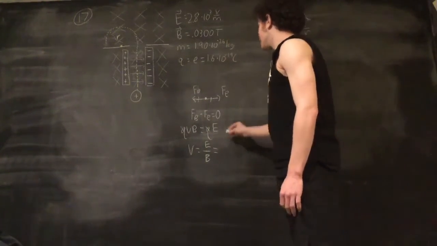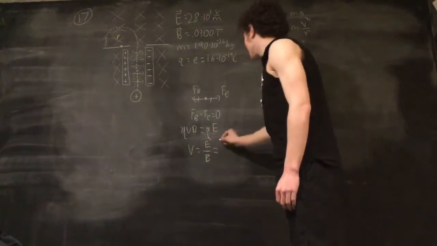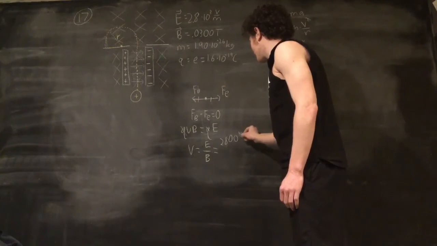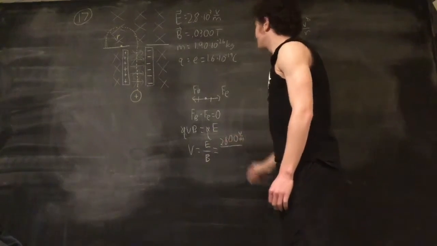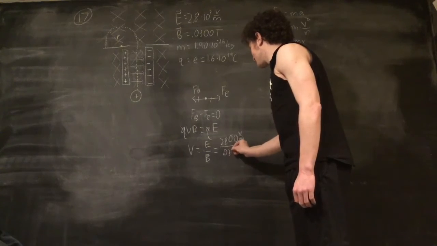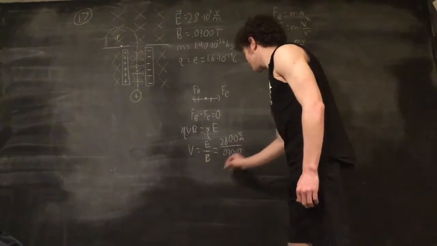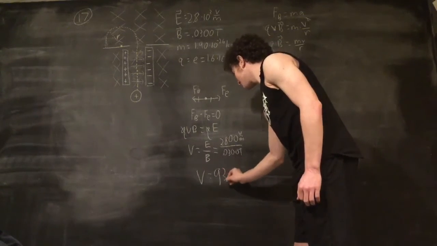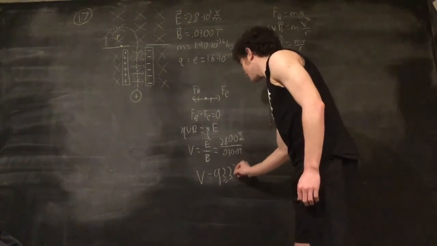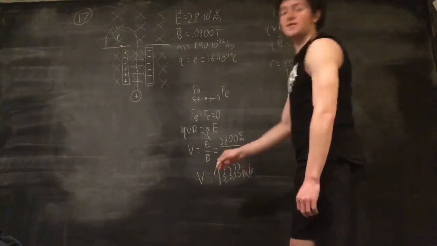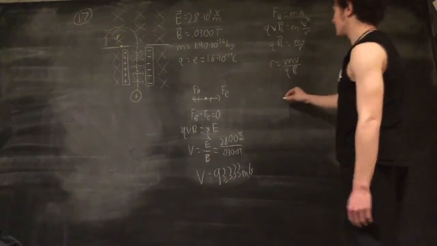The electric field is 2.8 × 10^3 volts per meter, which is 2,800 volts per meter, over the magnetic field, 0.0300 teslas, which results in a velocity of 93,333 meters per second. That's not our answer. We've got to bring that in and put it up here.